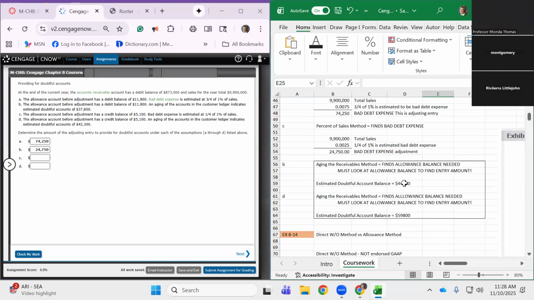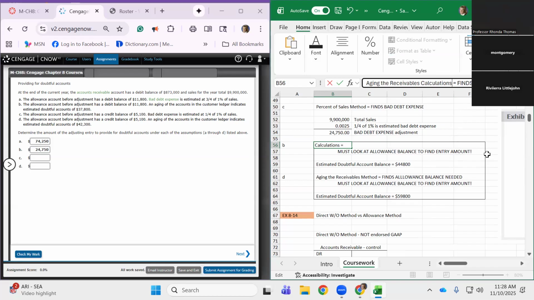Aging the receivables method. And I want to take the word method out, because it really should be write-off method and allowance method, which is what we're working in, because we have the allowance account. Once again, when we have the allowance account, we have two calculations. Aging the receivables calculations: it finds the allowance balance, and we must look at the allowance balance to find the entry amount.